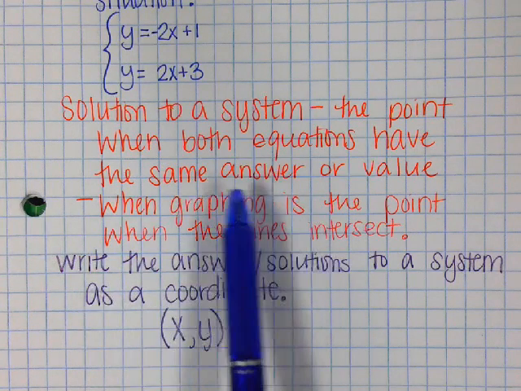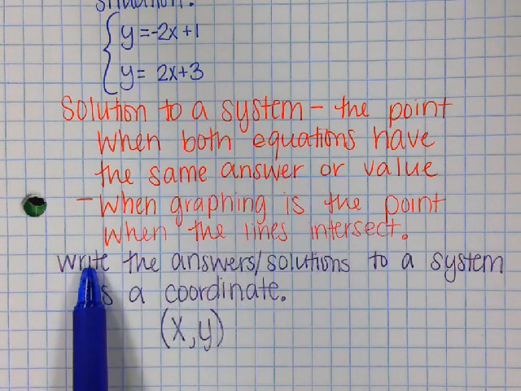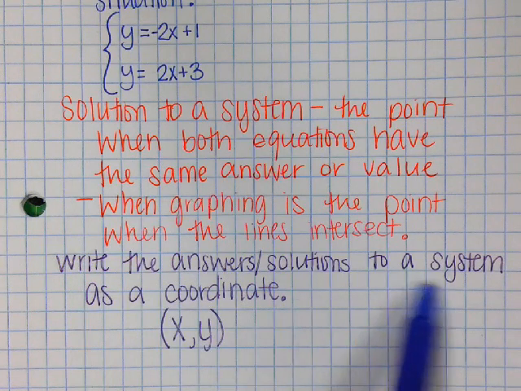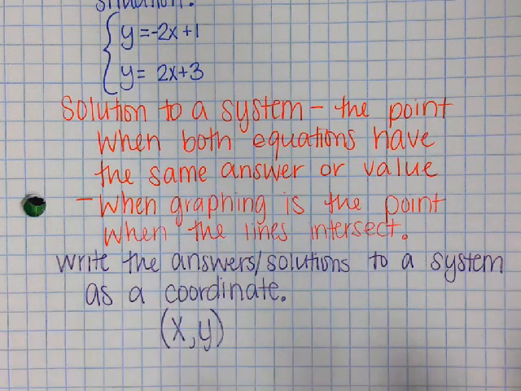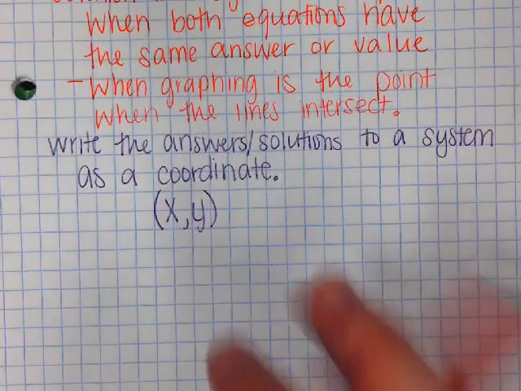On this part, when you get a solution to a system, you're going to write the answer as a coordinate. So x comma y. There are a couple of types of solutions.